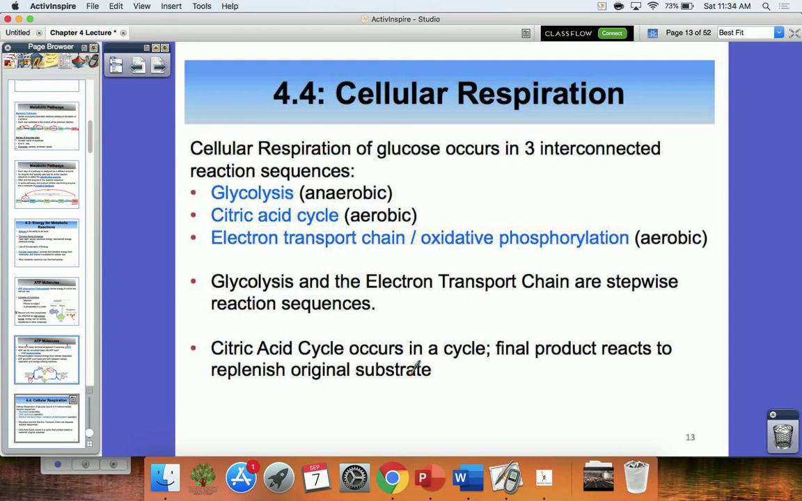Now, glycolysis, if you notice beside it, it says that it's anaerobic. Anaerobic means that it does not need oxygen, so it occurs without oxygen. And aerobic means that it has to have oxygen. So these last 2 steps occur in the presence of oxygen. And that's the actual order that cellular respiration occurs in. And we'll talk about each one of those.